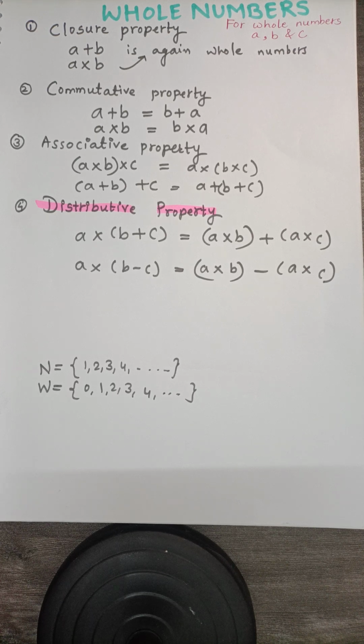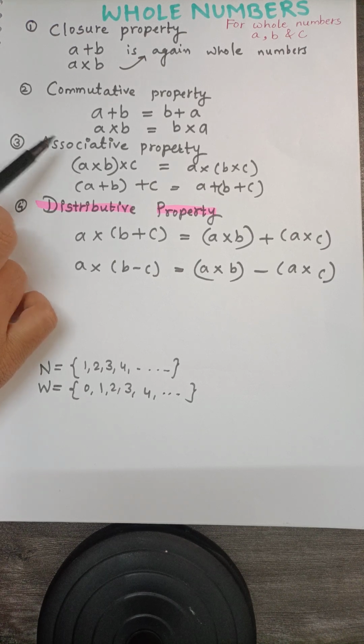But the closure property does not hold under subtraction and division, because the result may or may not be a whole number. So what is the commutative property?